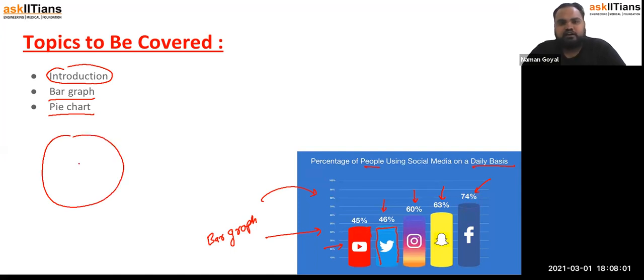If you see a cricket match, the wagon wheel, you know what is wagon wheel? For a player, there's a pitch, and how many runs a player scores on this side, like 20 runs, 30 runs, 10 runs, 0 runs on this side. So that part is known as pie chart.